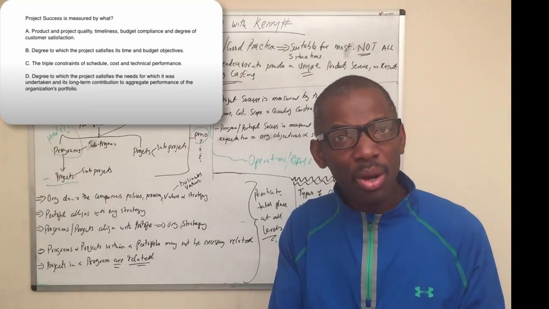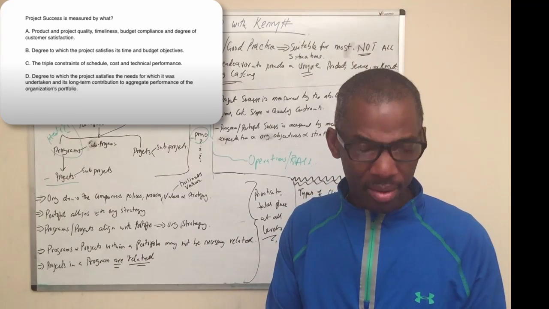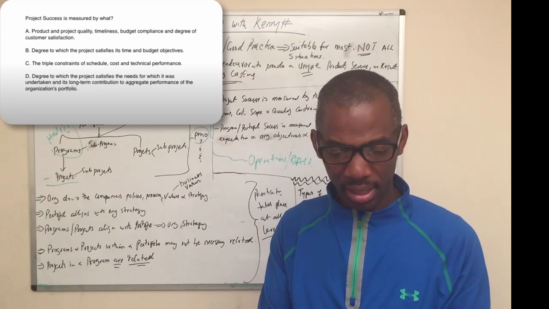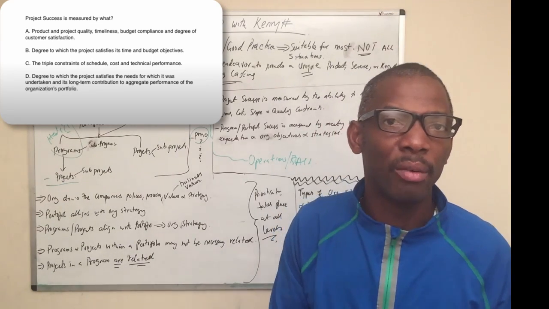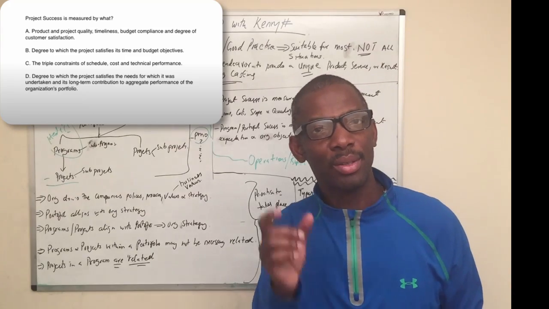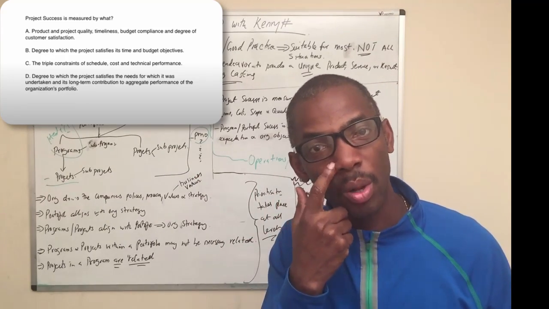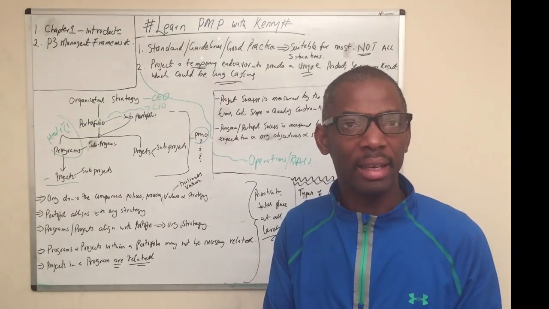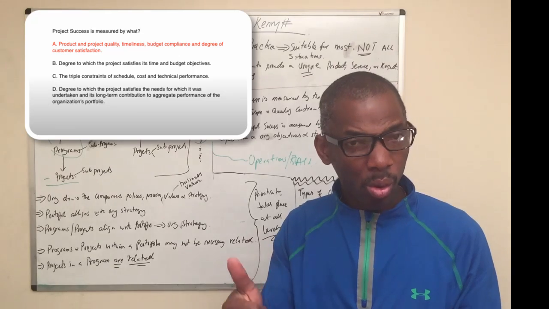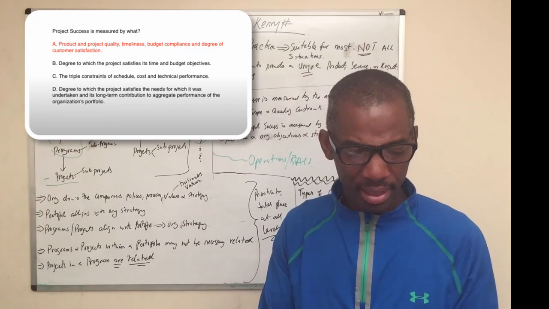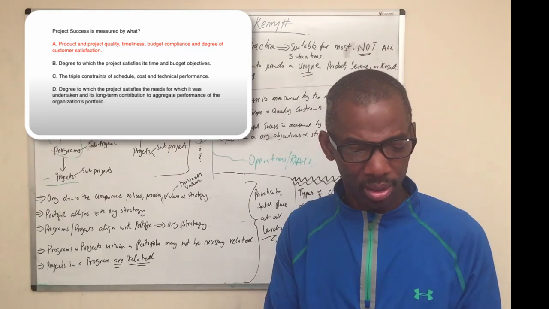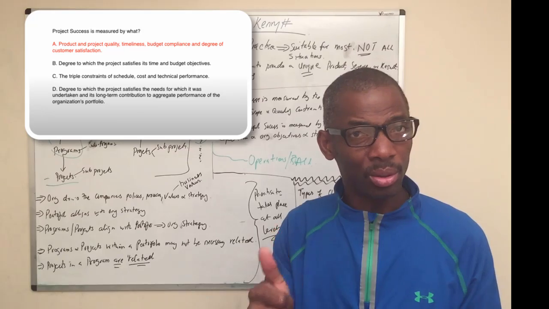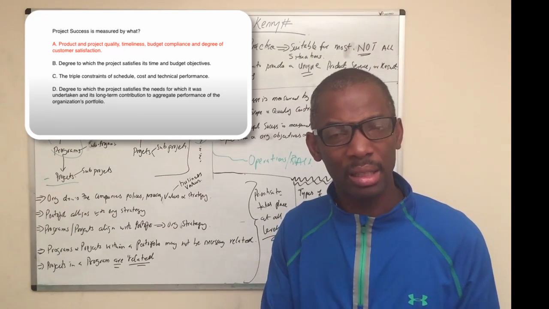That leads us to the most common one that career project managers like myself will jump to quickly, the triple constraints of schedule, cost, technical performance. Now they killed it with technical performance, because you may be thinking, well, that's quality criteria as well, but it is not the answer. The answer is A, the product, the quality of the project and how you run the project, the timeliness of how quickly you did the stuff, how much of the budget you stayed within, and the degree of customer satisfaction.